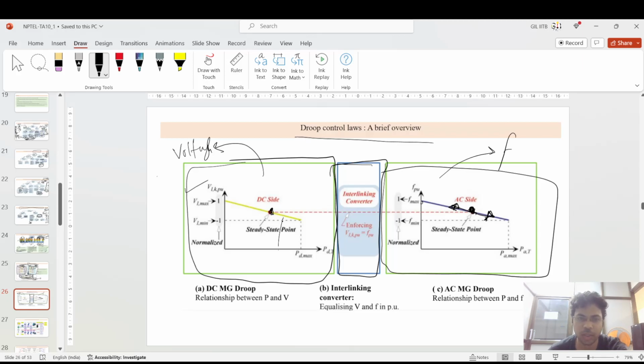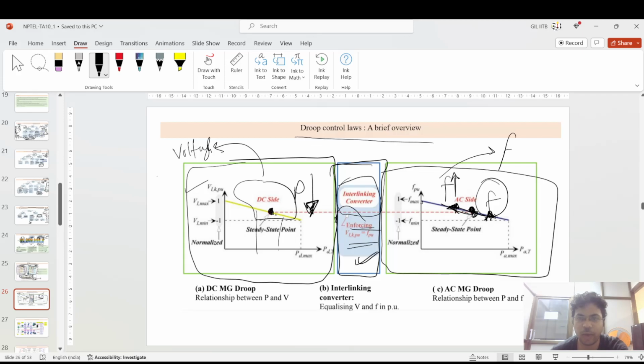And if you see on the DC side, this DC voltage has to be changed based upon the power consumption level. So in between, this interlinking converter enforces that the change in this voltage is proportional to this frequency. Why? Because if the power consumption on the AC side is reduced, it means that the frequency will rise. That frequency rise will get reflected to this interlinking converter. So based upon that, this DC generating power will deliver lower than what is demanded, which was initially at the steady state.